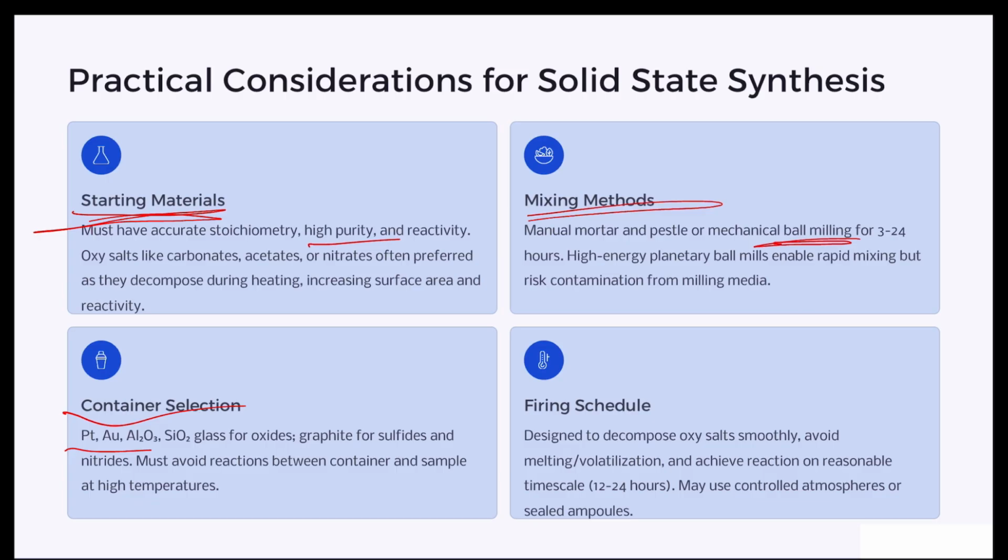Then the firing schedule. The firing schedule is typically about for how long we are going to heat our reaction mixture and how we are going to heat it. We have to design it in such a way that the product doesn't degrade, doesn't volatilize that much, and doesn't react that much with the atmospheric environment.